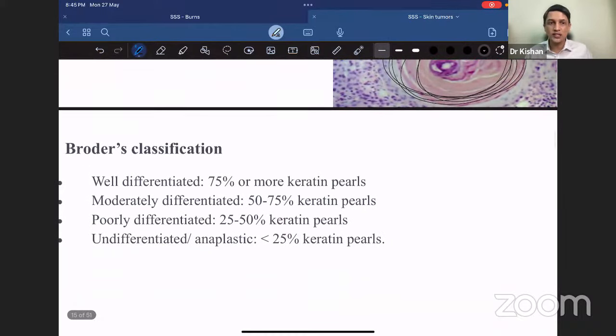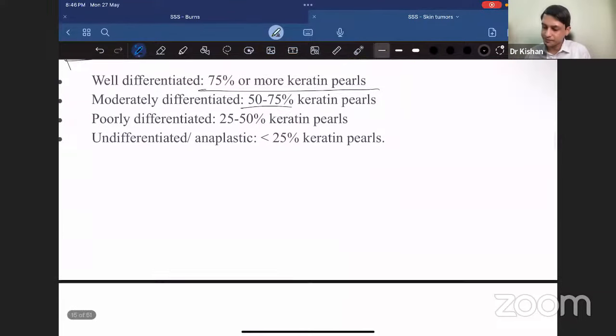What is Broders classification? If the tumor contains more than 75% keratin pearls, then it's well differentiated. It's a good variety. If it contains 50 to 75% keratin pearls, then it's moderately differentiated. If the entire specimen has 25 to 50% keratin pearls, poorly differentiated. If it's less than that, very minimal keratin pearls, then it's anaplastic or undifferentiated. Very poor prognosis. Okay, that's called Broders classification, depending on the amount of keratin pearls in the specimen.